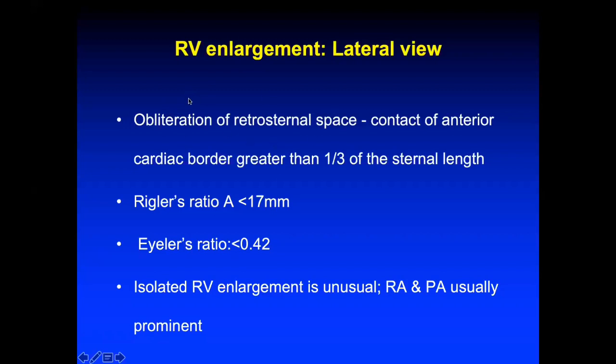As I said, RV is the anterior structure on a lateral view. So if the RV enlarges, the retrosternal space behind the sternum will obliterate. The contact of the anterior cardiac border is more than 1/3 of the sternal length. This is the criteria for RV enlargement on lateral view. If you just remember this criteria, Rigler's ratio is not required at your level.